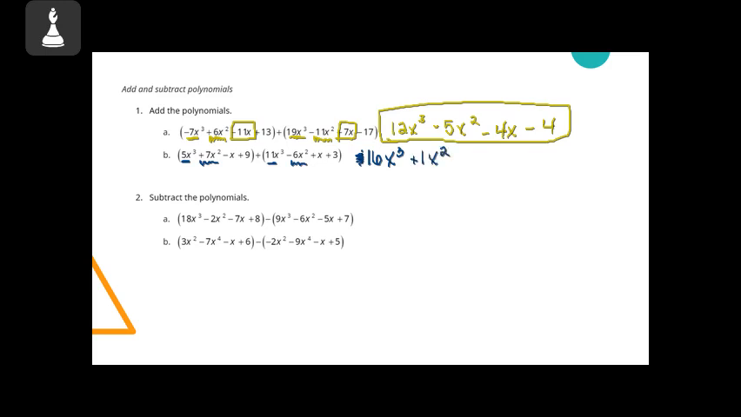I have a negative x to which I want to add a positive x. Well, negative x plus positive x cancels each other out, so there's no x's that I'm going to write here. And then lastly, plus 9 plus 3 makes plus 12.